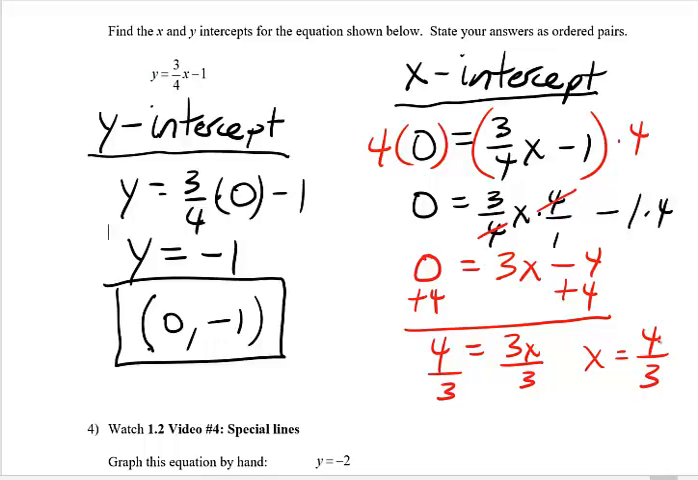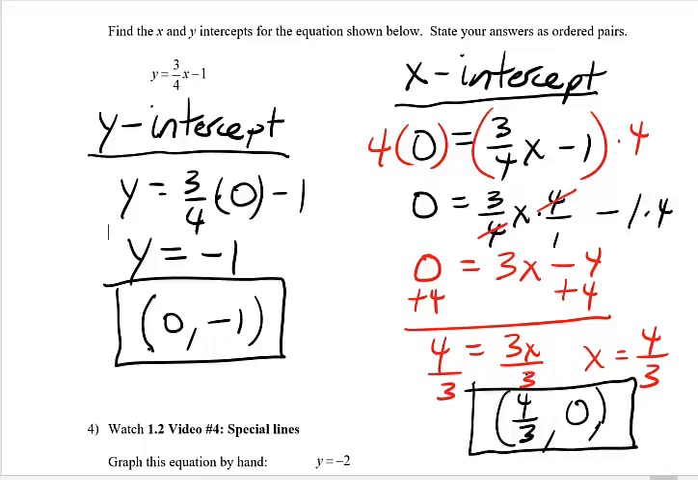3 doesn't go into 4, so I have no way of simplifying this any further. The fraction doesn't reduce, and I don't have any reason to go to decimals, so I leave it like that. The final answer, stated as an ordered pair: I have the x value, 4/3, comma, the y-coordinate is 0. That's how we started. The y-coordinate of the x-intercept is always 0. And so here is the x-intercept of that function.